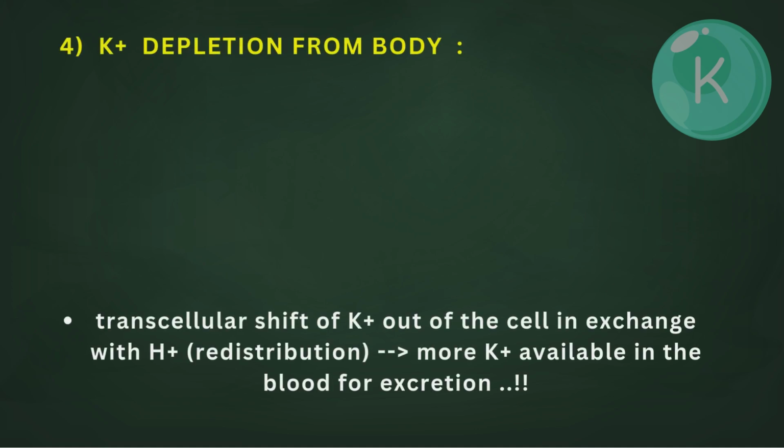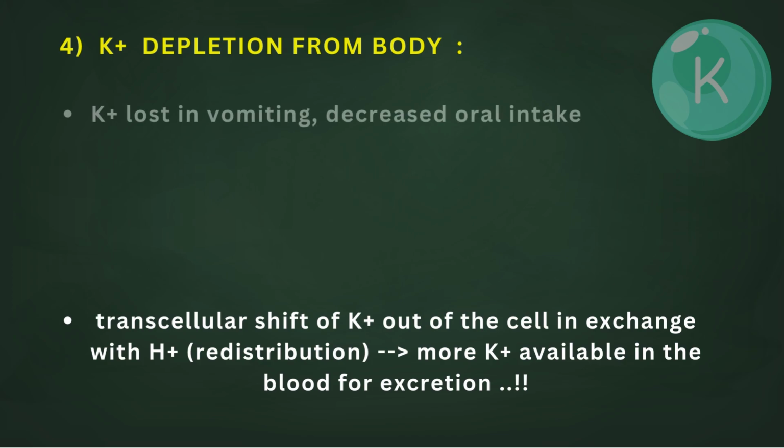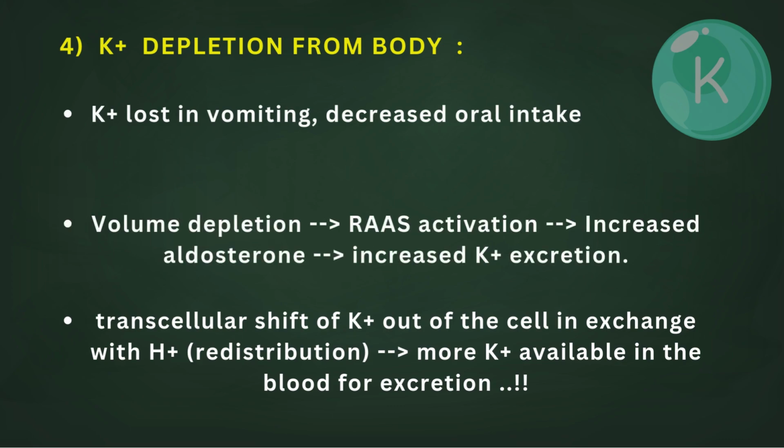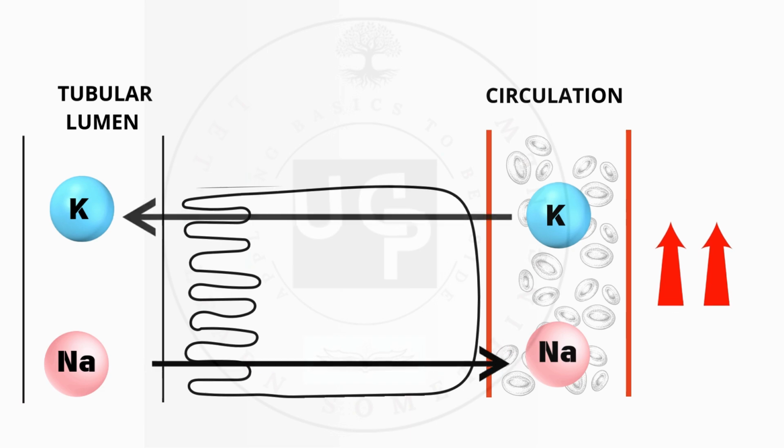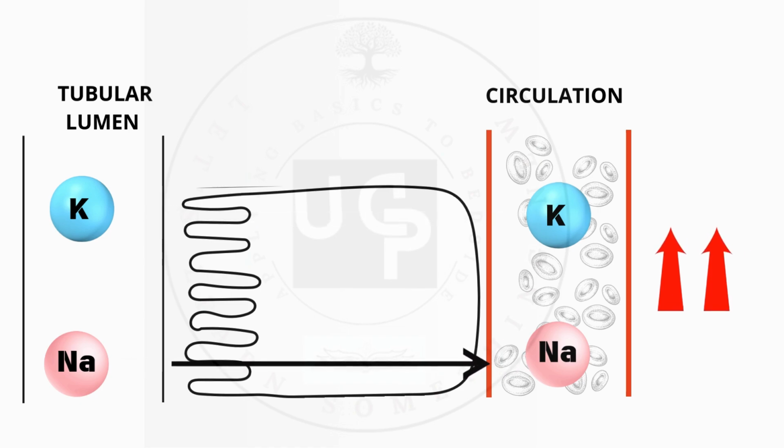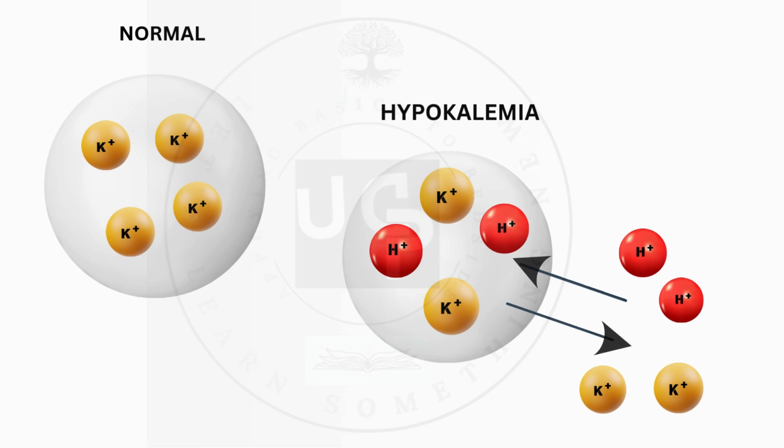Potassium depletion is also a significant problem in children with IHPS. The causes for potassium depletion from the body include: number 1, potassium is lost in the vomiters and also there is decreased oral intake. Number 2, there is increased excretion of potassium in the urine in exchange to sodium reabsorption by the renal tubules, as we have seen previously. Number 3, with transcellular shift of the potassium out of the cell, now more potassium is available in the blood for excretion in exchange to sodium absorption. This leads to severe potassium depletion from the body.